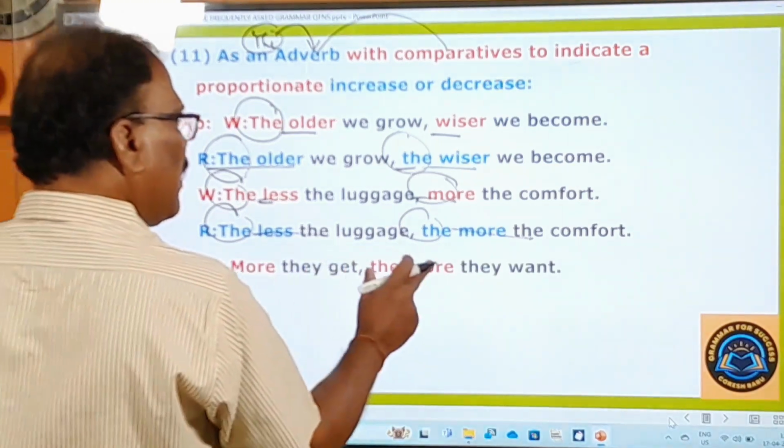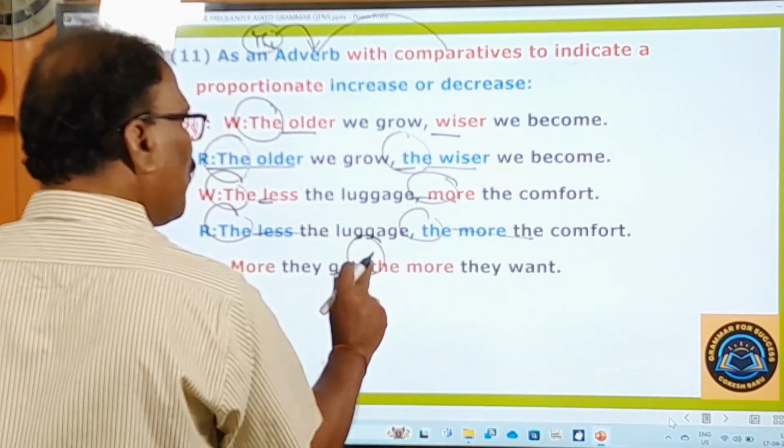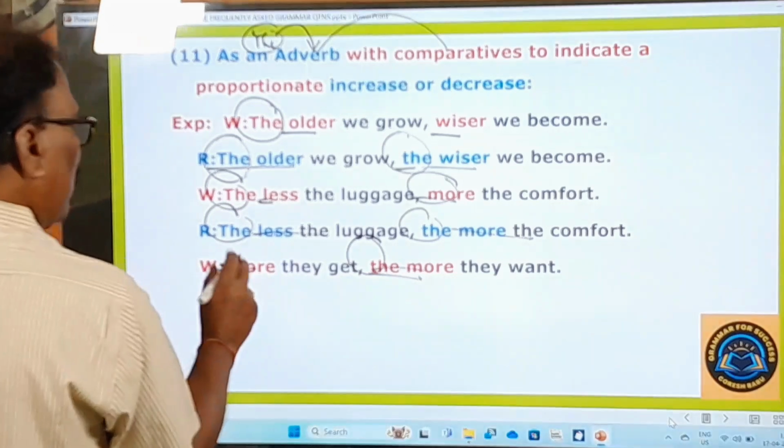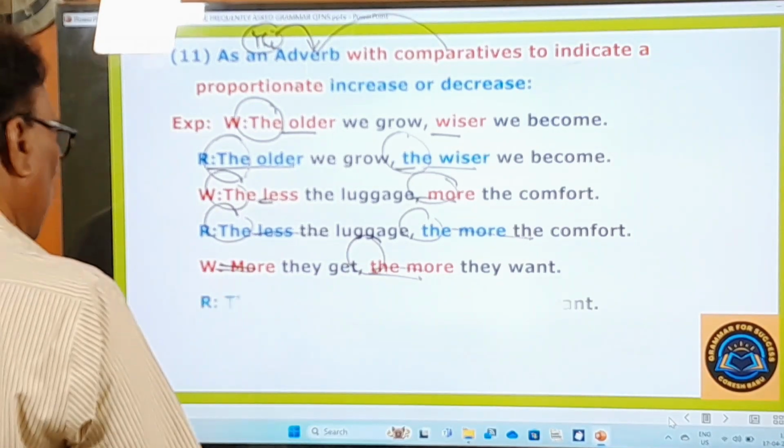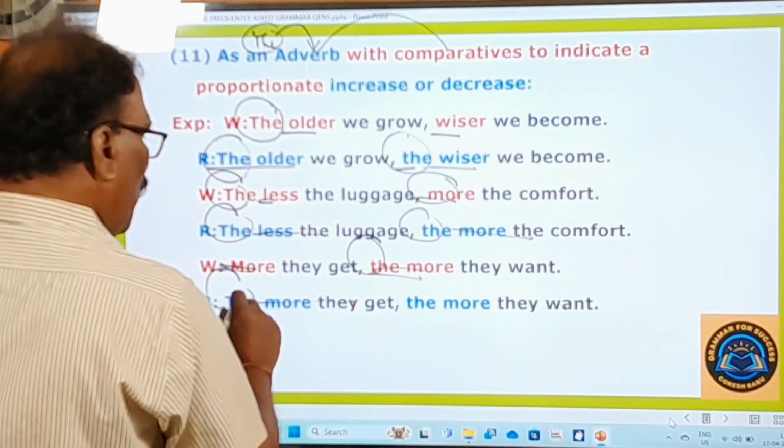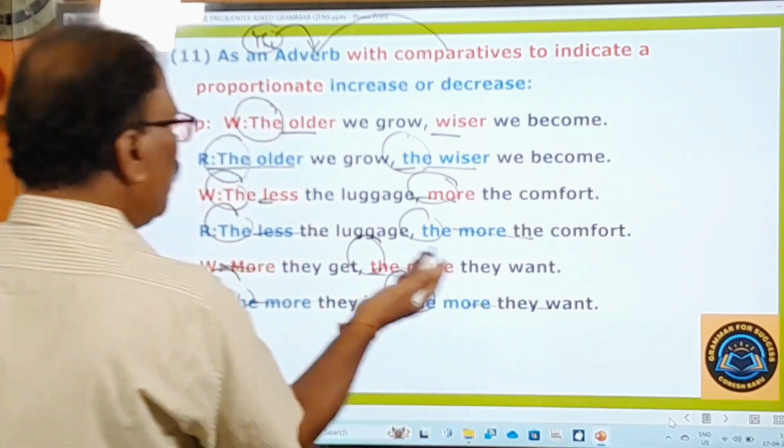More they get, the more they want. So here the more, this is given correctly, but here it is not given correctly. So you have to say that the more they get, the more they want. So you can understand this.